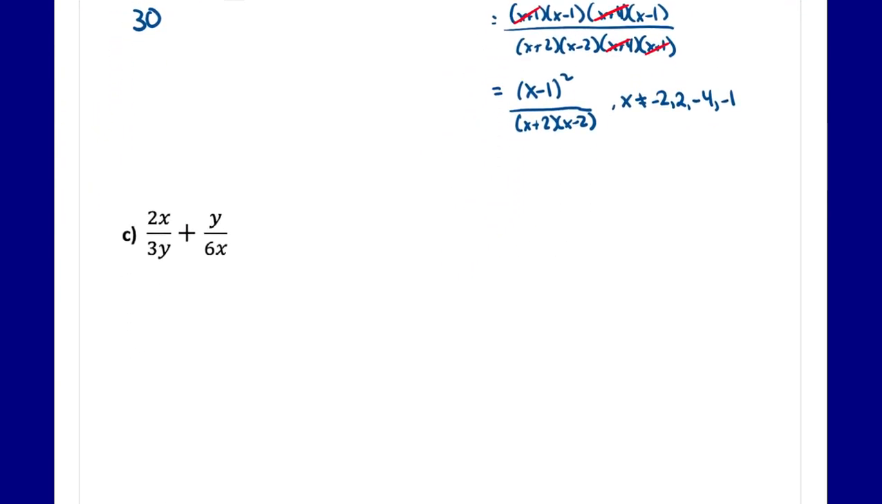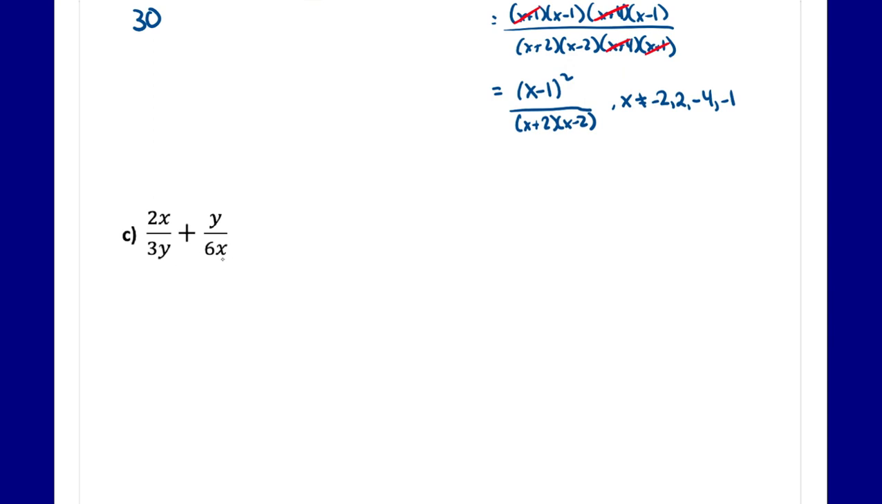And lastly, for C, we have, again, a rational expression adding another rational expression. We want to simplify and state any restrictions. This one's going to be a little bit easier. If I'm looking for a common denominator, I have two components here that I have to look at, the numbers and the letters, or the variables.